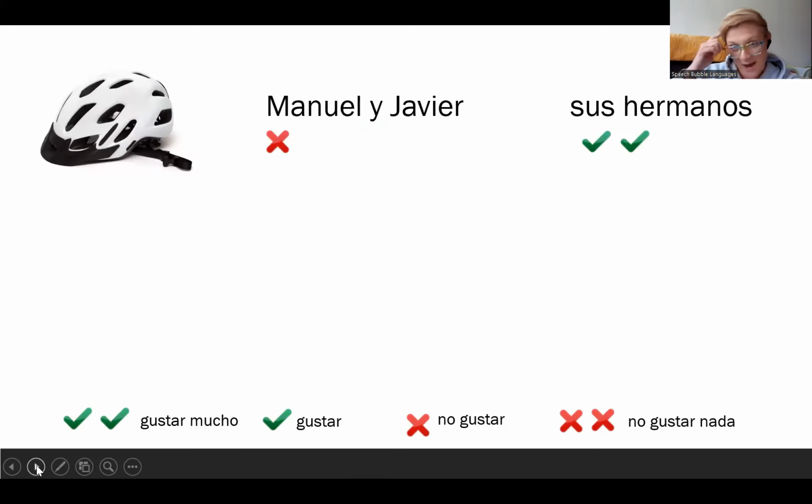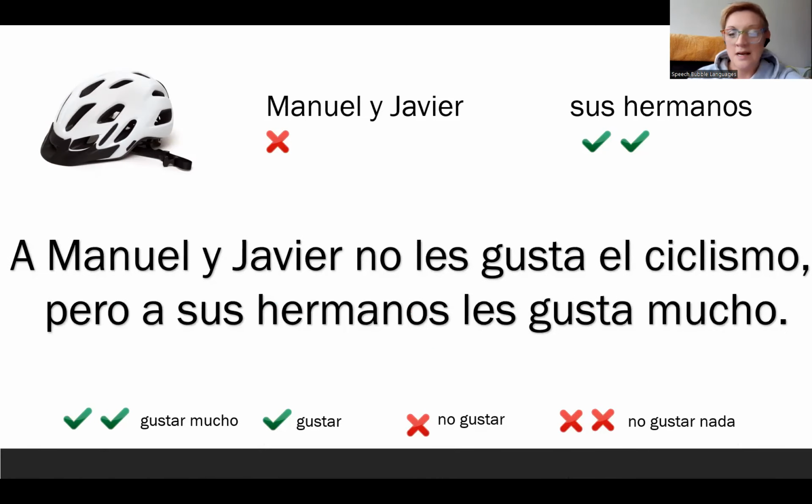Our next sport, we have a helmet for wearing with this one. El ciclismo. I'm going to move myself out the way here. We have Manuel y Javier. Now, they don't like it, but their brothers like it a lot. How are we going to say that in Spanish? Hit pause. Ok, aquí tenemos la respuesta. A Manuel y Javier no les gusta el ciclismo, pero a sus hermanos les gusta mucho. Remember to read it aloud before moving on to the next one.